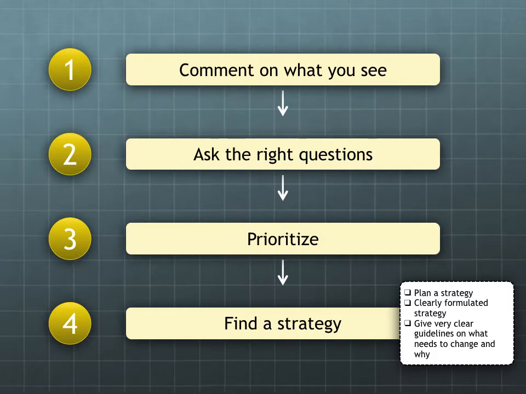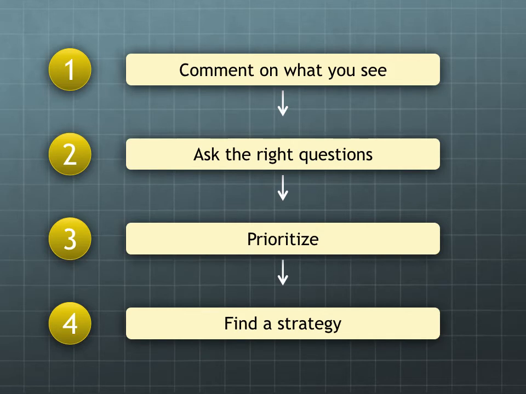So you'll notice when schools generally talk of data analysis, they often stop at number one. They comment on what they see. Very seldom do they carry through onto number two, ask the right questions, number three, prioritize, and number four, find a strategy. And these three are actually what makes the biggest impact. Otherwise, just commenting on what you see is actually pointless. So make sure that you go through all these processes when you're analyzing data.